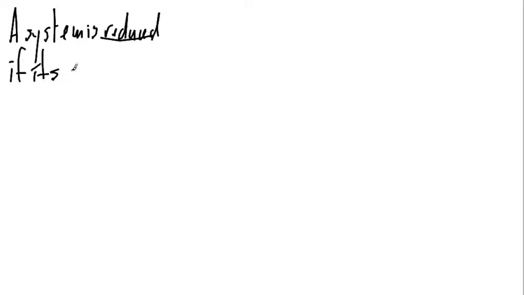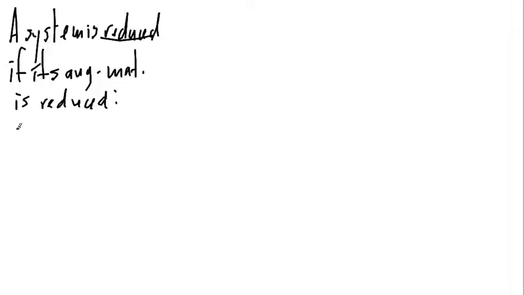Okay, so what we would like to do now is just an example of taking a linear system and taking its augmented matrix and reducing it so as to solve it. And so first, just a little bit of terminology. A linear system is reduced if its augmented matrix is reduced.